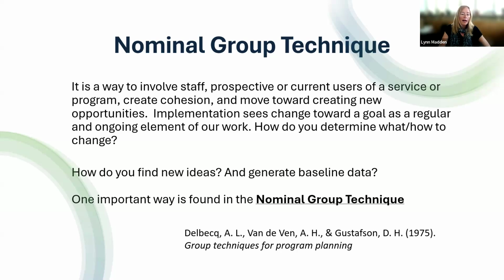And the question always is, how do you find new ideas? How do you generate baseline data? How do you meaningfully involve constituencies at all levels, right? This is a big conundrum for many of us in the public policy or public health universe, really trying to meaningfully involve those persons we call patients or consumers, or persons who will be the end receivers of a solution that we might come upon. And I think one important way to do this is really found in nominal group technique.